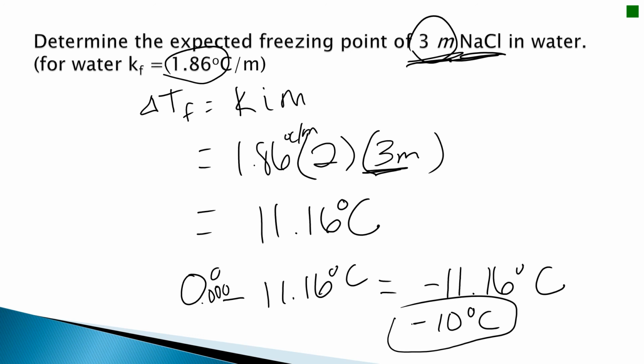All right, hopefully you kind of understand. What you want to know is that K, once again, is always a constant. I is how many particles it gives off when in solution, and M stands for your molality.